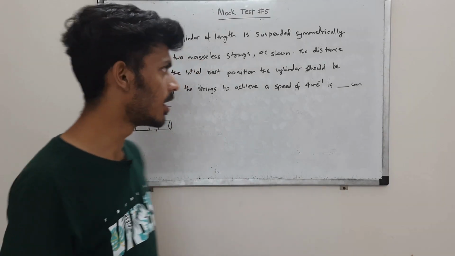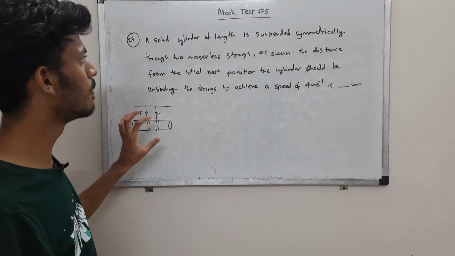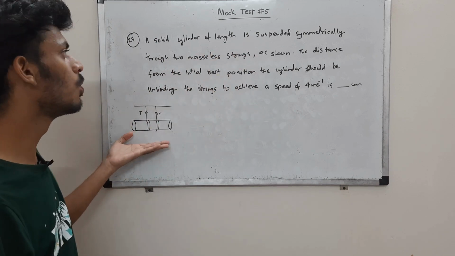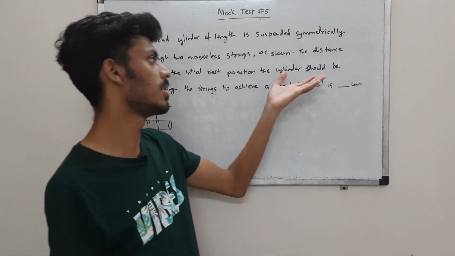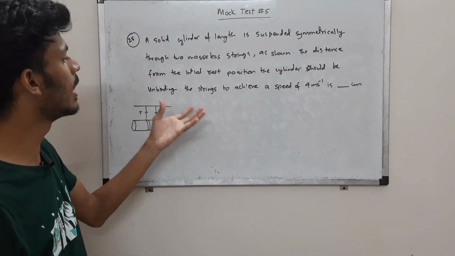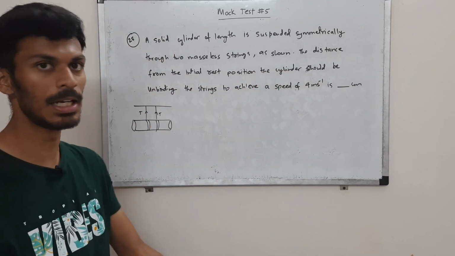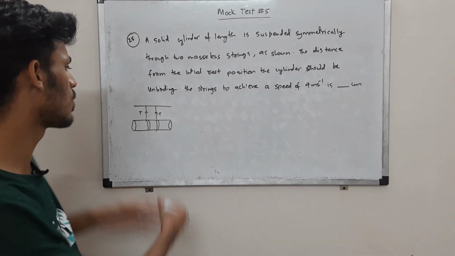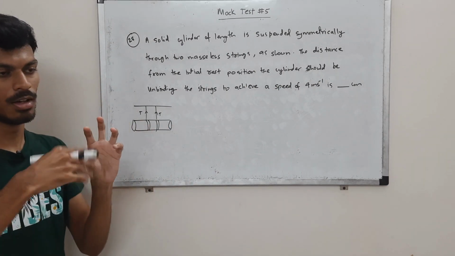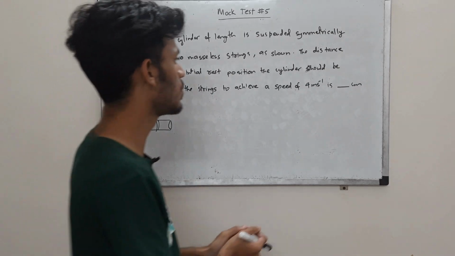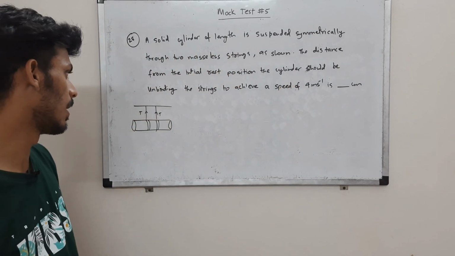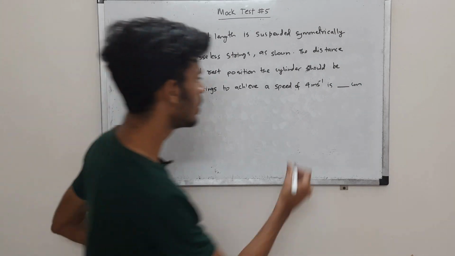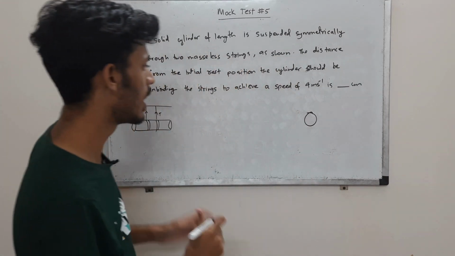Question 28 over here. In this question we have a cylinder being suspended through 2 strings, as shown in this figure. The distance from the initial rest position, the cylinder should be unbinding the strings to achieve a speed of 4 meters per second. So how much distance should the string unbind so that it attains a speed of 4 meters per second. Actually it will be easier if we imagine it this way.